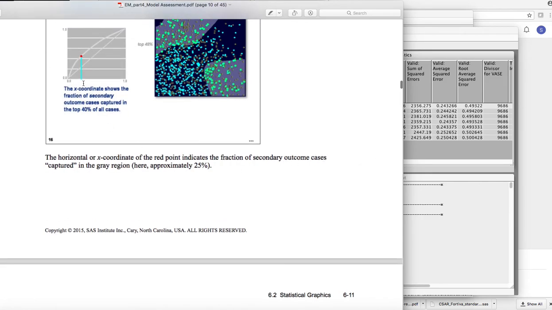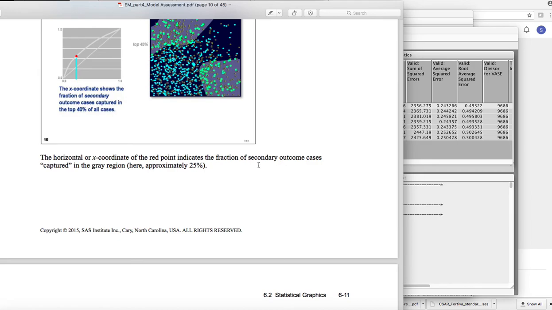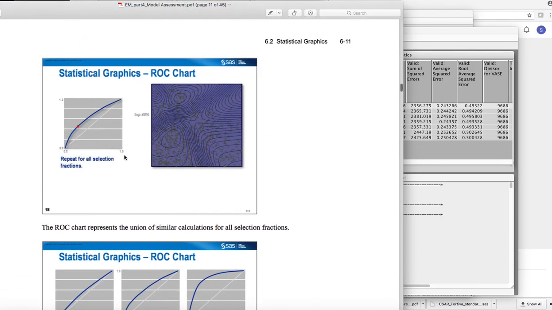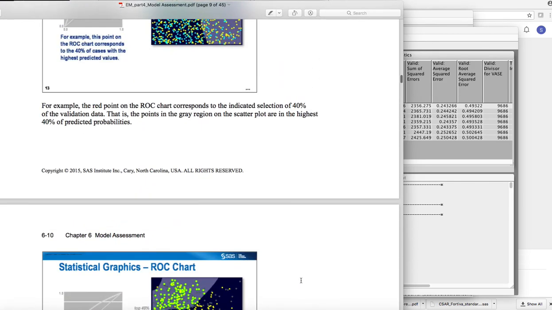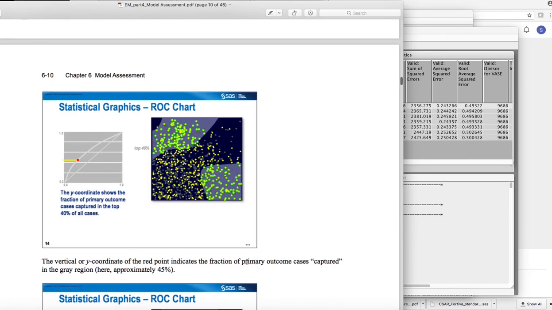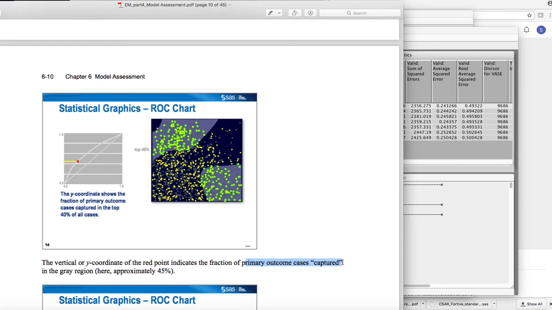The x-axis is 1 minus specificity. It is the fraction of the secondary outcome mistakenly captured. Here is the mistake. Capture means being predicted as 1. And the y-axis is sensitivity, the primary outcome being correctly captured. The actual case is 1 being predicted as 1.